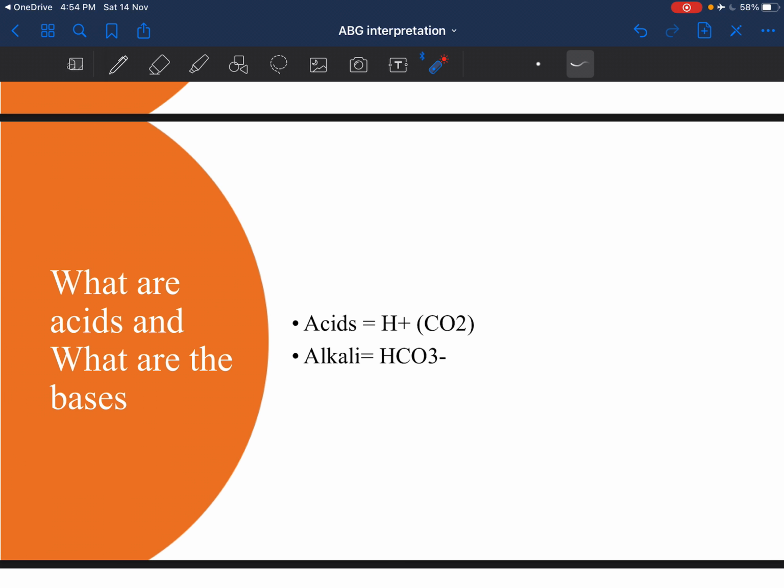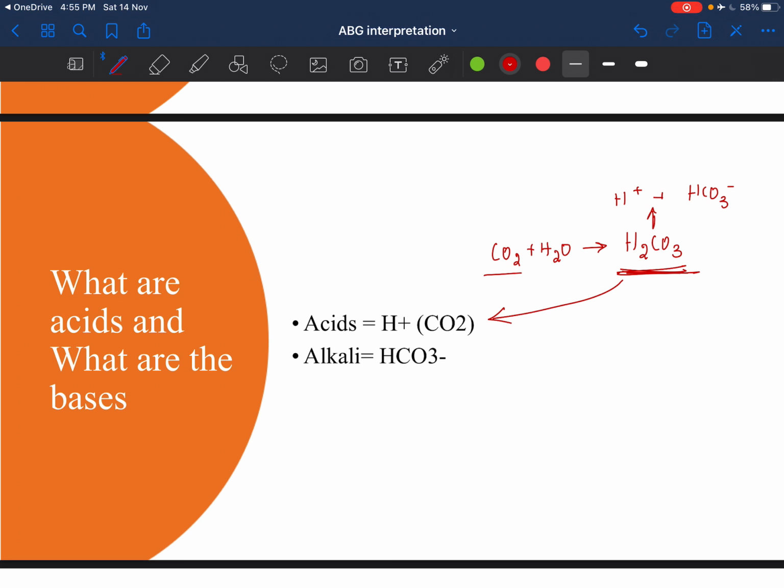See, any carbon dioxide increase is generally associated with acidosis. The reason being this: carbon dioxide combines with water resulting in carbonic acid. This can dissociate into bicarbonate and hydrogen, but the thing is this is an acid. So an increase in carbon dioxide will cause an increase in this acid, ultimately resulting in acidosis. So I hope this is clear.